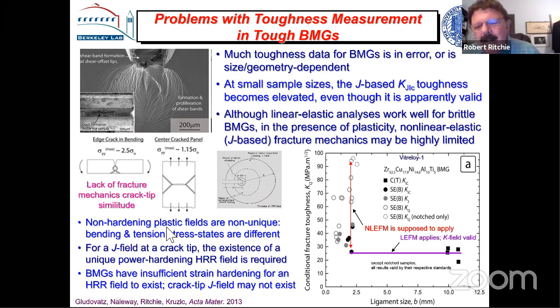And I think what we have in metallic glasses is these things don't harden. The hardening is geometric, but there's softening in the essence of the plasticity in the slip bands, and so we just don't form a unique HRR field, I think. And so the nonlinear elastic fracture mechanics J field region in these materials is extremely limited to the point of being probably non-existent. So it's very difficult to measure the toughness when you get to the tough materials. And this is going to be a limitation if you can't characterize it.